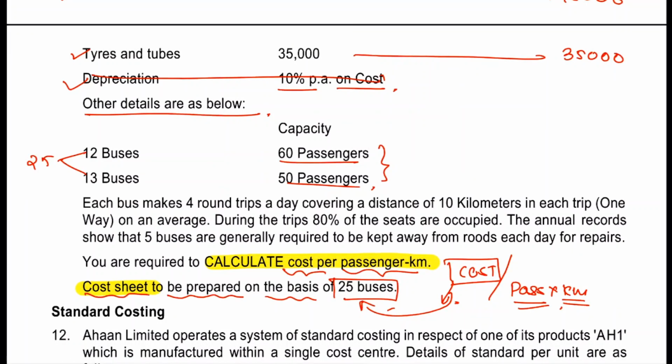चलो, so now, okay, now understand. एक बस एक दिन में कितना किलोमीटर चलता है? If I ask you, तो each bus makes कितना trips? 4 round trips.